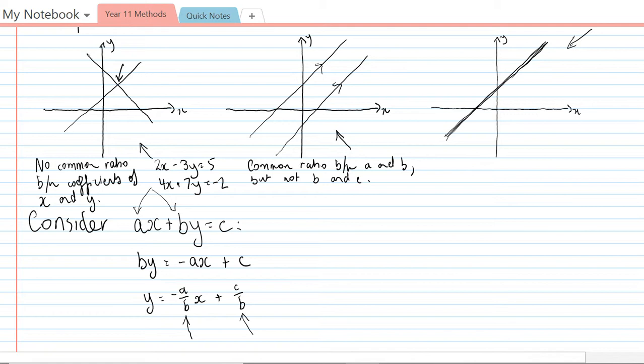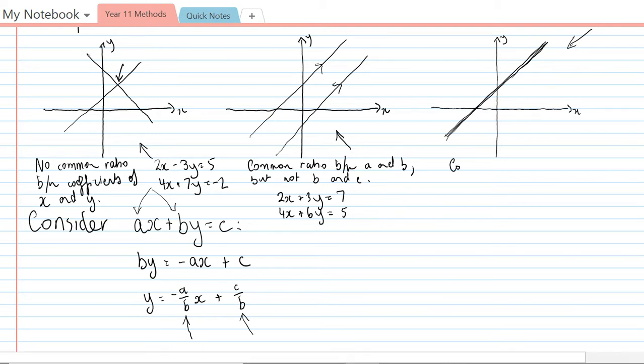So for example, we could have equations like 2x plus 3y equals 7, and then 4x plus 6y equals 5. So here we would have the common ratio between the a and b values. So 2 to 3 is the same as 4 to 6 because the 4 to 6 can be simplified. But the ratio of the 3 to 7 would not be the same as the ratio of the 6 to 5.